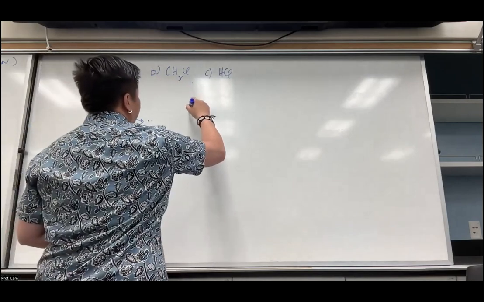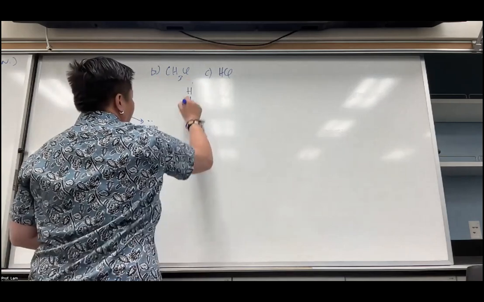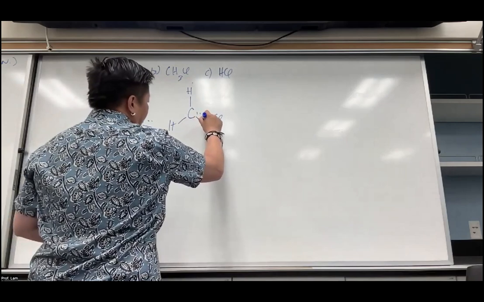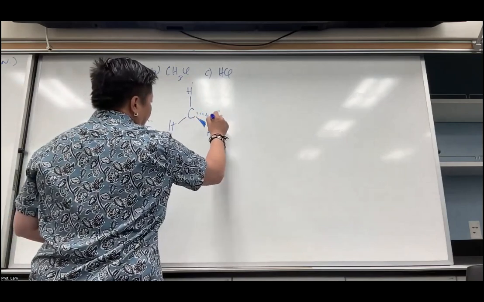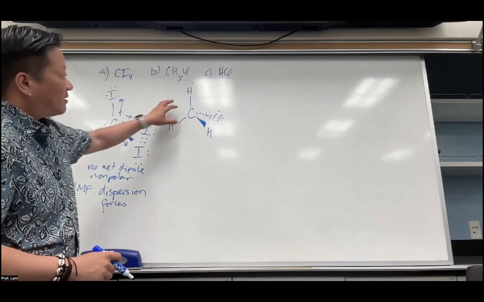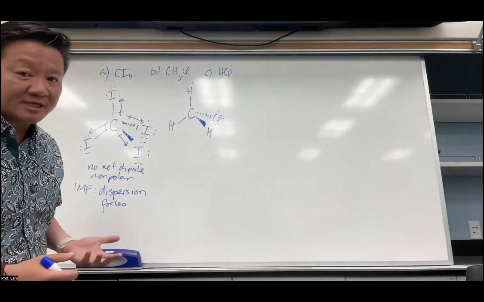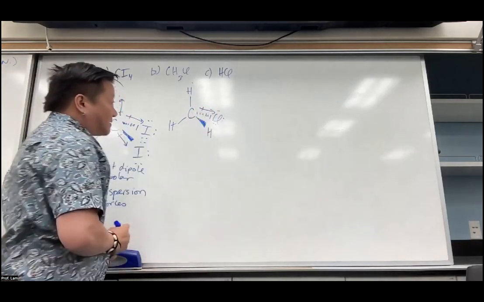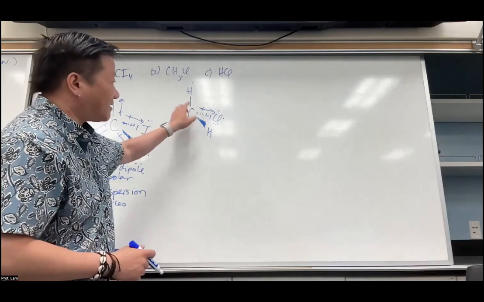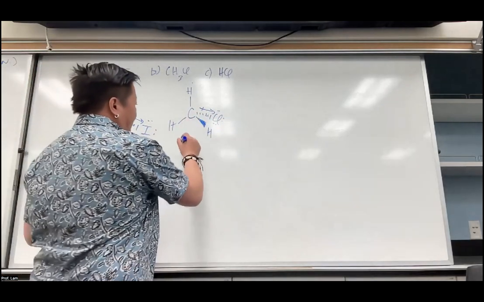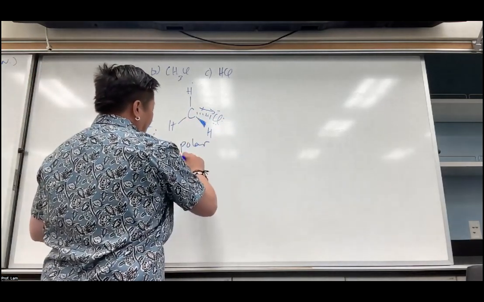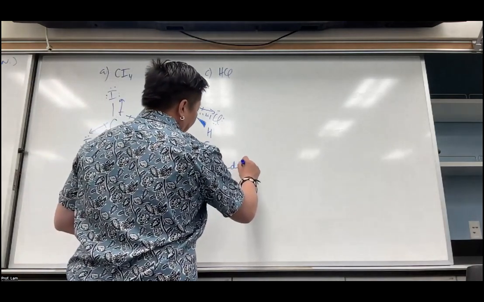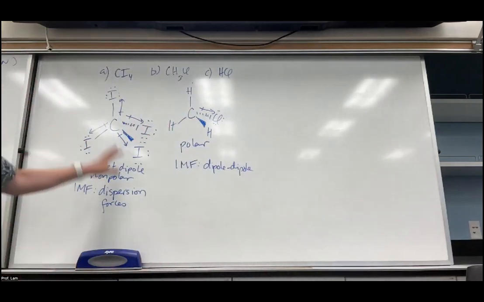For CH3Cl, again, tetrahedral again, right? You don't draw any arrows for the CH because CH bonds are non-polar, but you do draw one for the CCl bond. There's nothing to cancel out that arrow. So you have a net dipole. This is a polar molecule. This is the molecule that has dipole-dipole.